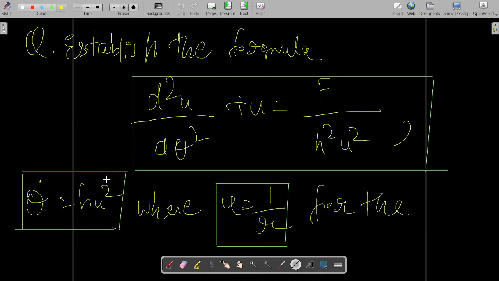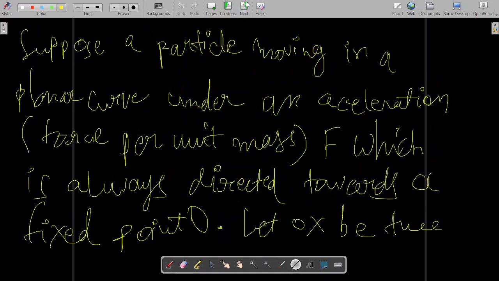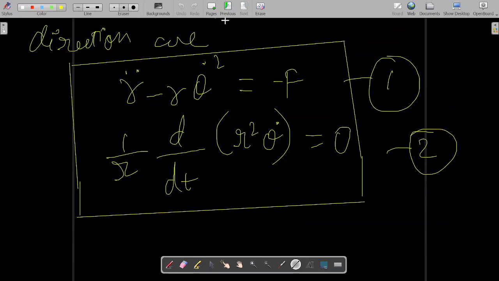Theta dot is equal to h u square. Now we need to find out the value of theta dot. So we will first of all integrate this. See over here. Okay, so let's see.